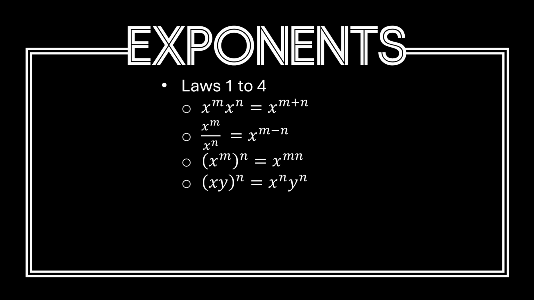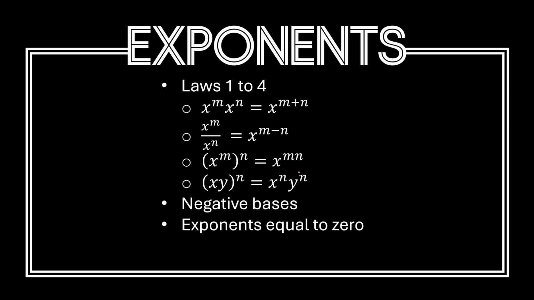And then when you have more than one base, even if it's a number, the exponent needs to go to all of those bases. Right, and then how to treat negative bases, and then exponents equal to 0, so anything to the power of 0 is 1, and then mixed operations, so just basically questions that have all of these together that you need to solve.